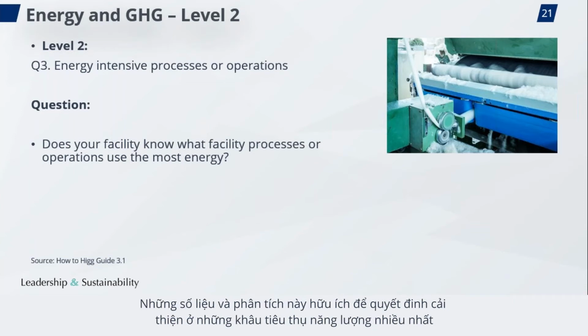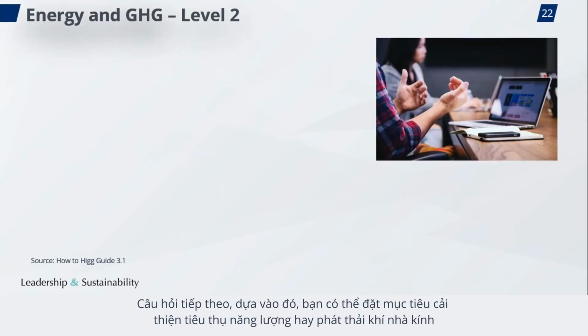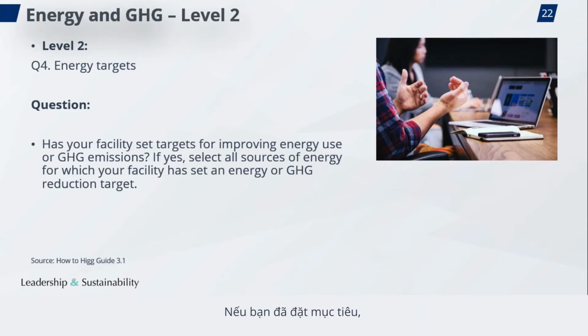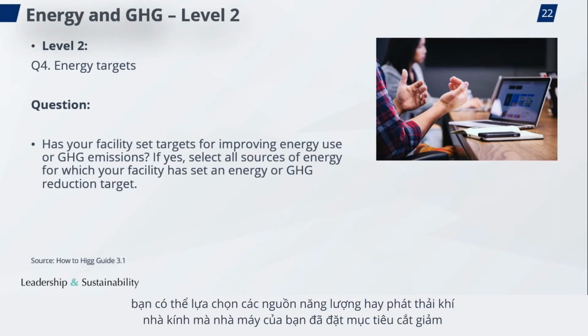And this analysis is really important because when you begin to decide which measure you want to take in order to save energy, of course, you want to focus on the most energy intensive processes or operations. And the next question, based on that, you can set your targets for improving energy use or greenhouse gas emissions. And if you have done so, you can select the sources of energy for which your facility has set an energy or greenhouse gas reduction target.